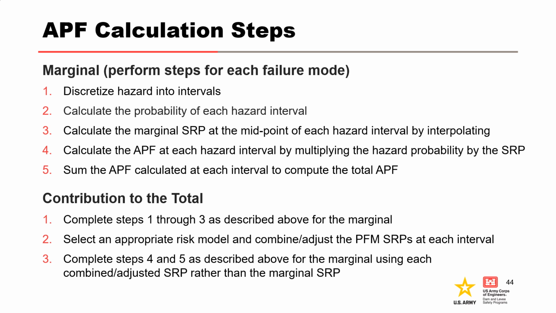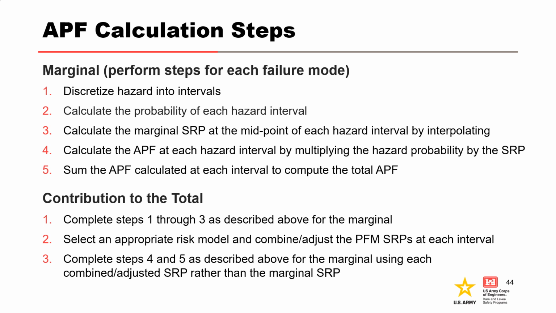Here are the steps for calculating the annual probability of failure. To calculate the marginal annual probability of failure of a potential failure mode, we'll start by discretizing the hazard into intervals. We will calculate the probability of each hazard interval and then multiply the system response at the midpoint of each hazard interval by its corresponding hazard interval probability. Lastly, we'll sum the result for all the hazard intervals, which will give us the annual probability of failure.